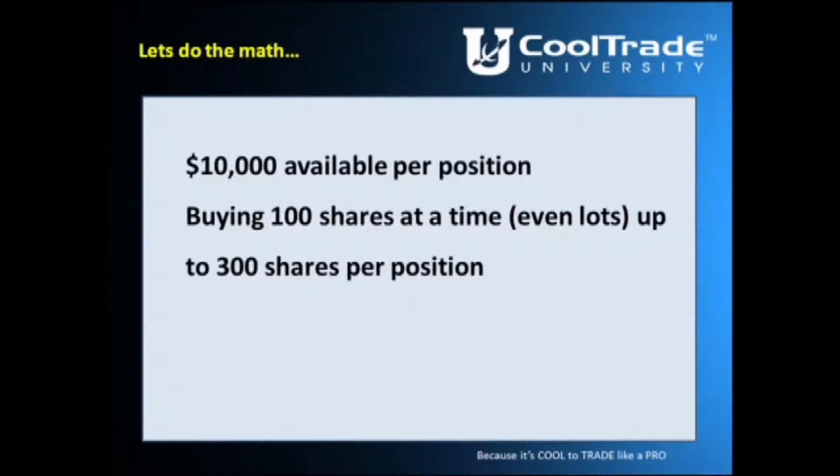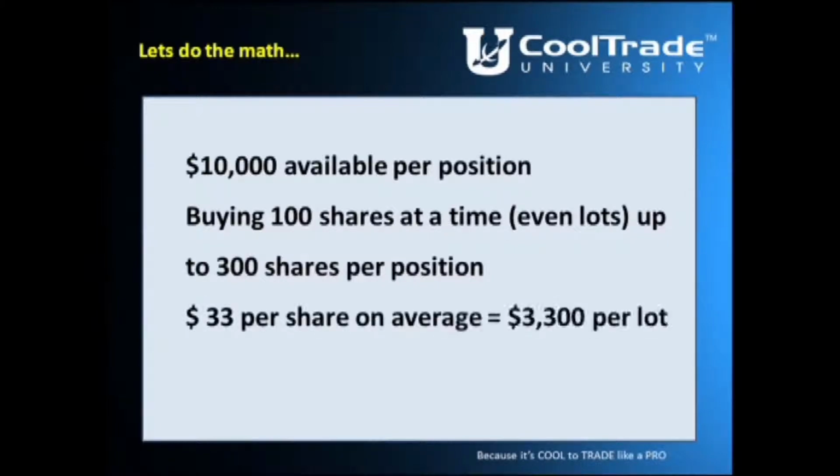We do the math and you break it down, divide the 10,000 by 300, it comes out to $33.33 per share on average. So each lot, 100 shares, is $3,300. So if we do own all 300 shares, and if we did pay $33 a share, that'd be $9,900, and we allocated 10,000.